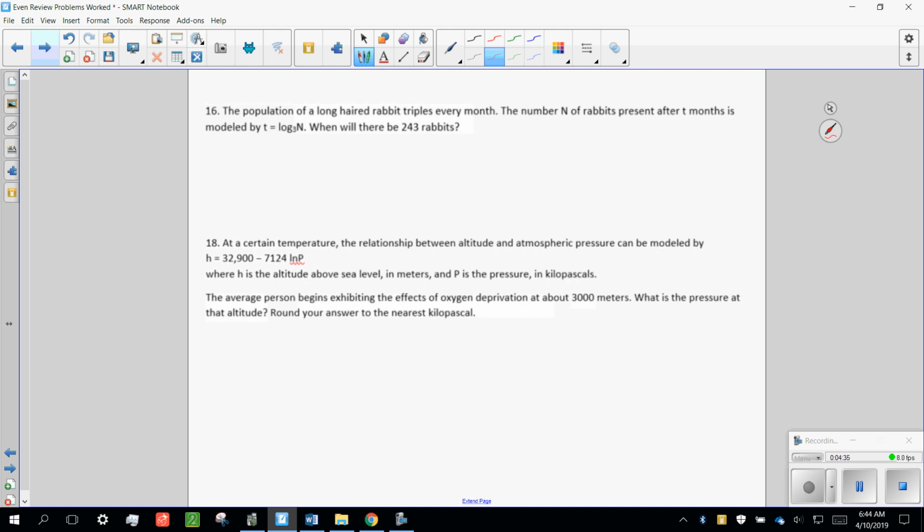Number 16, the population of a long-haired rabbit triples every month. The number n of rabbits present after t months is modeled by t equals log base 3 of n. So when will there be 243 rabbits? Okay, so where do we put this 243? It's the number n of rabbits, and it says when, so that would still be our variable. So our variable is t, and this one really is as easy as it looks.